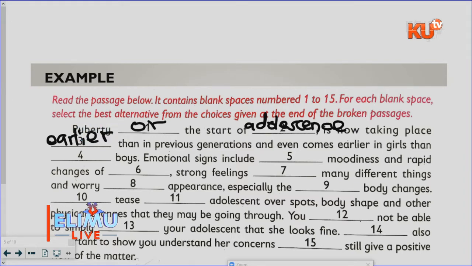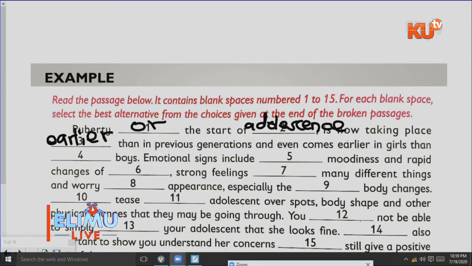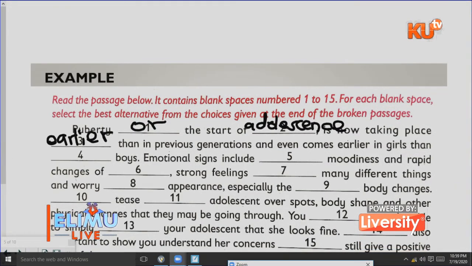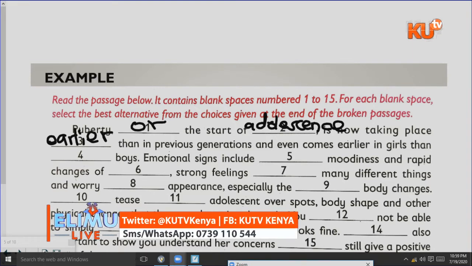Earlier than. So you have to fill in those blank spaces that you have been given there in that exercise. So work out all the blank spaces and then mark your correct answers on the questions that you have been given.